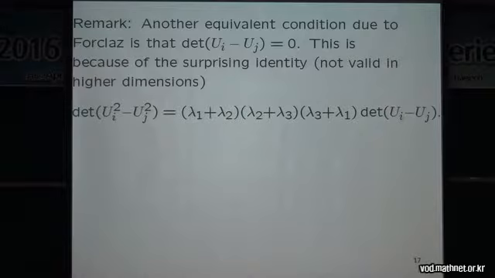Now, it's amusing that there's another equivalent condition due to Alain Fourclaz, who was a former student, now a banker or something, which is that the determinant of U_i minus U_j is zero. It's very tempting to say that U_i squared minus U_j squared is U_i minus U_j times U_i plus U_j. But that's not true, because U_i and U_j are matrices, and they don't commute in general. However, in three dimensions, there is a very interesting formula, which is here, which tells you that one vanishes if and only if the other vanishes. So that's what he discovered.